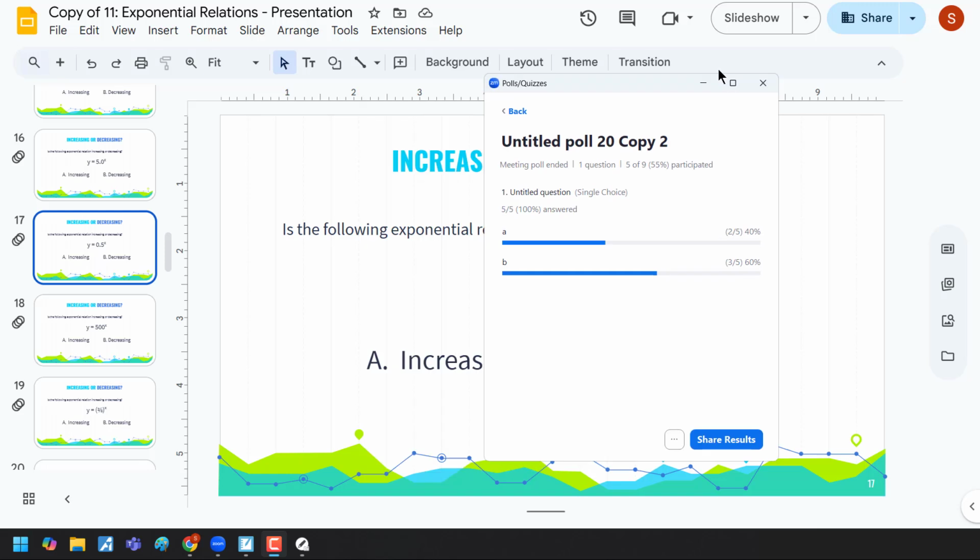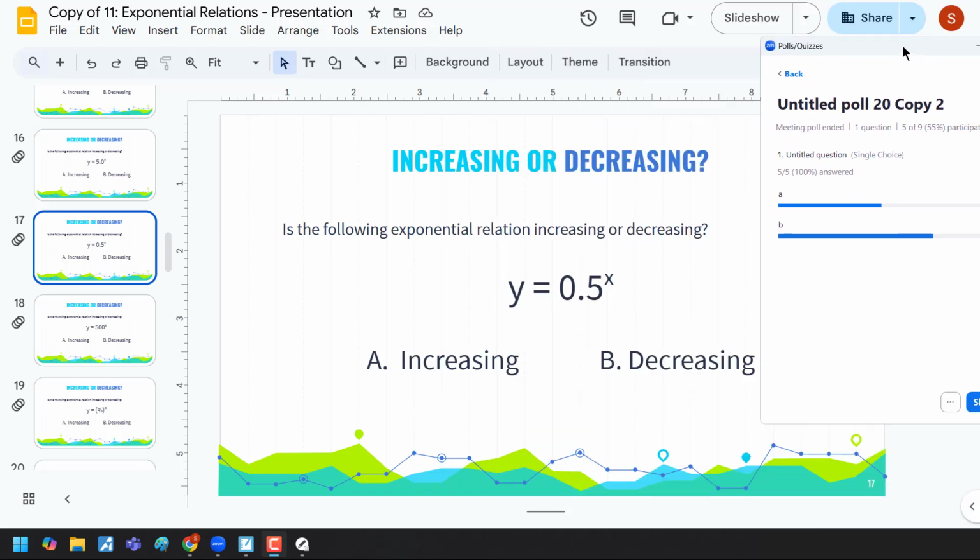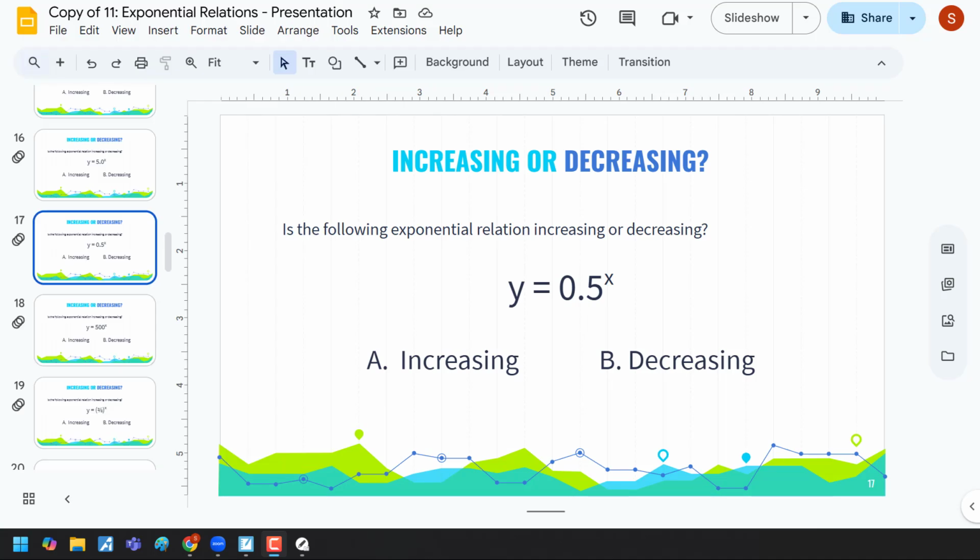So for this one, we have some people saying A, some people saying B. The answer is B. This is a decreasing function. Because remember, this 0.5 is less than 1. That's all you really have to know. If the number is between 0 and 1, a fraction or a decimal, it's decreasing. So this one is decreasing. And if the number is bigger than 1, it's increasing.